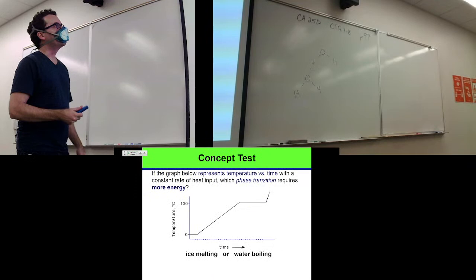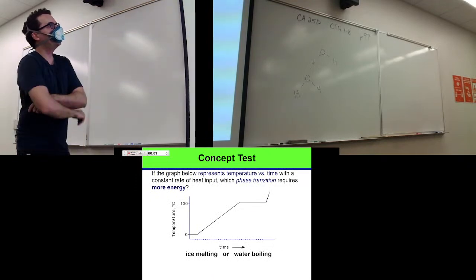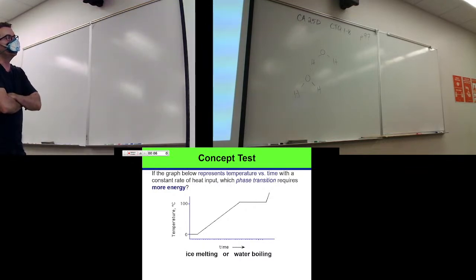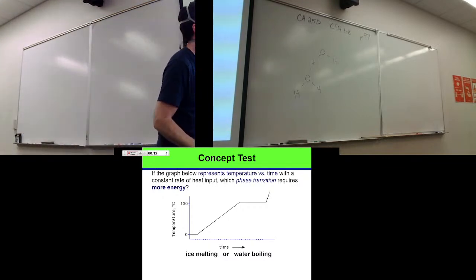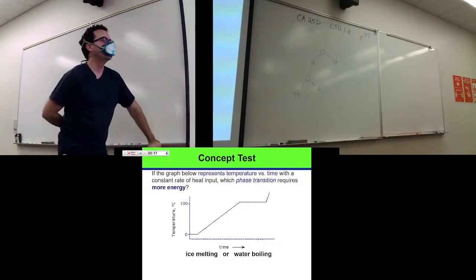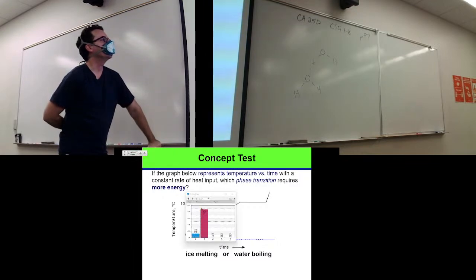So if the graph below represents temperature versus time with a constant rate of heat input, which phase transition requires more energy? A, ice melting, or B, water boiling? All right, we talked about this already, so we'll stop it there. A versus B. It is the water boiling that does it.